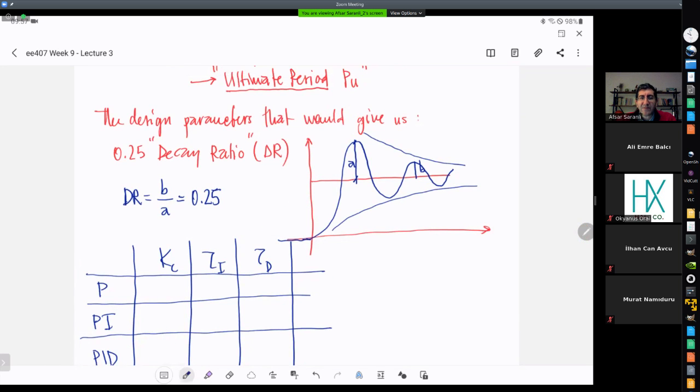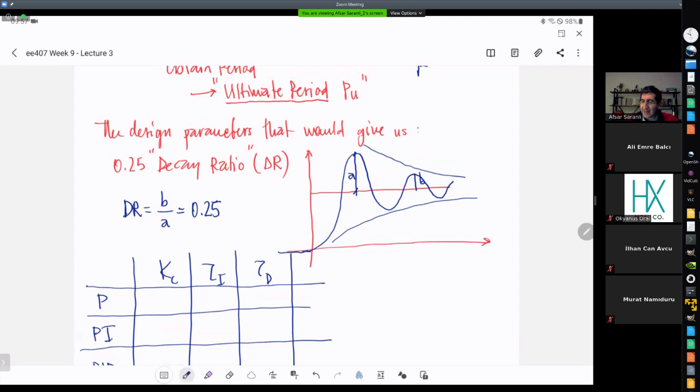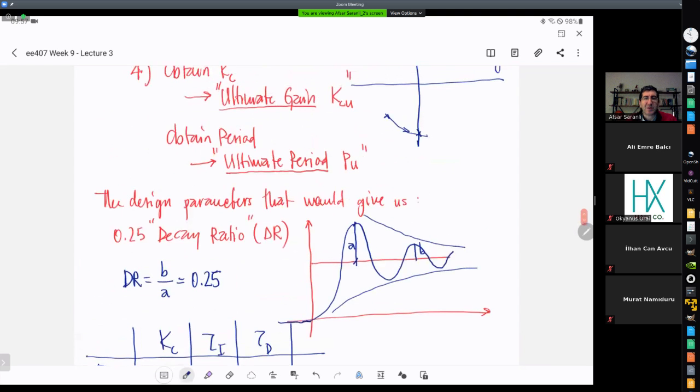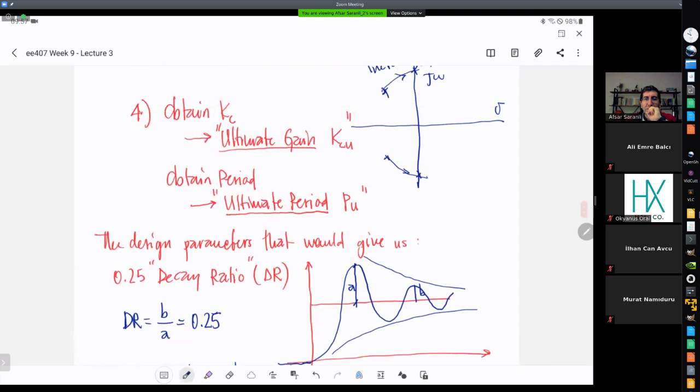Yes, but I haven't given you the design yet. Okay? I mean, we have found this ultimate gain, KCU, and the ultimate period, PU. We have measured those, but we haven't designed the controller yet. These are parameters that I measured from the sustained oscillations with the plant.